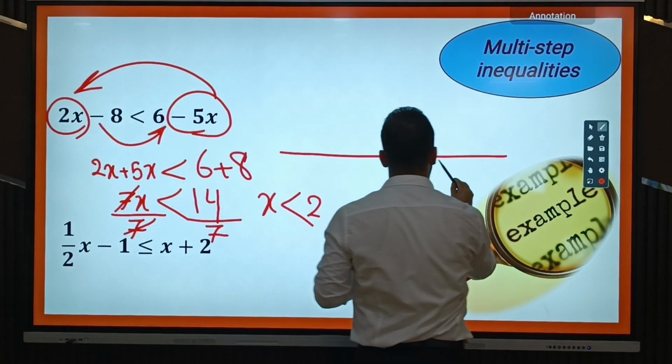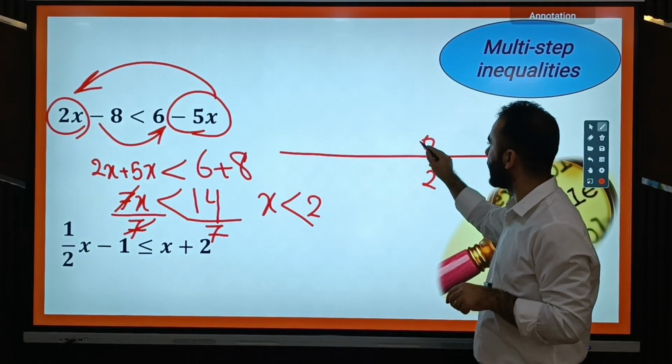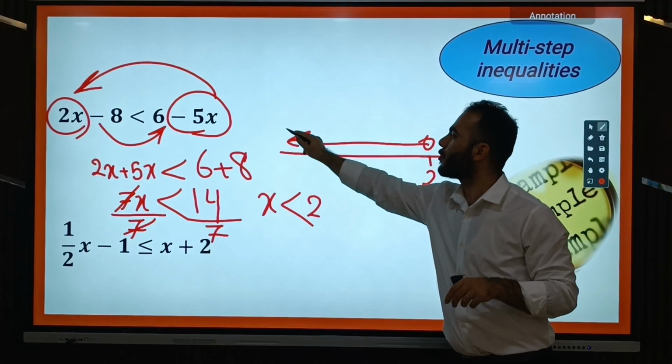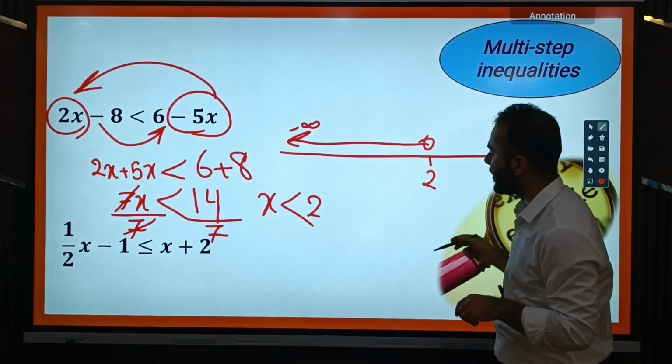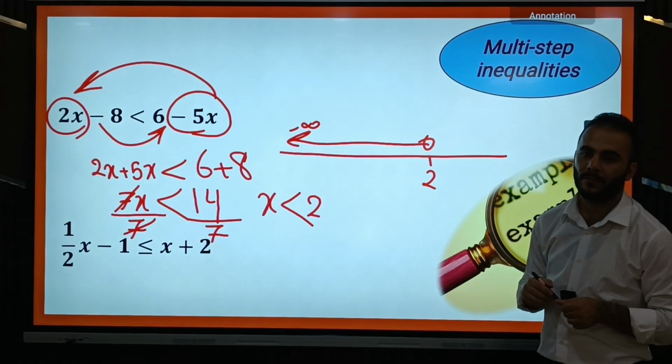So show it on a number line. Here is 2. It says x less than 2, so x less than 2 goes to negative infinity. And since there is no equal sign, the circle would be empty.